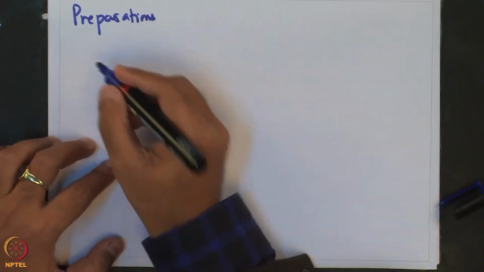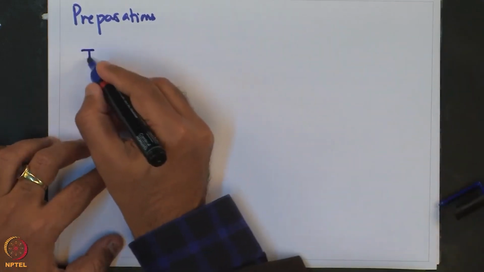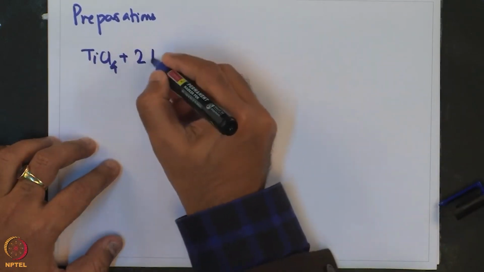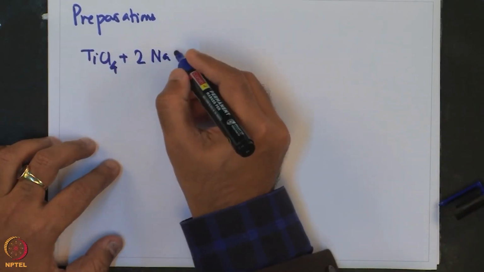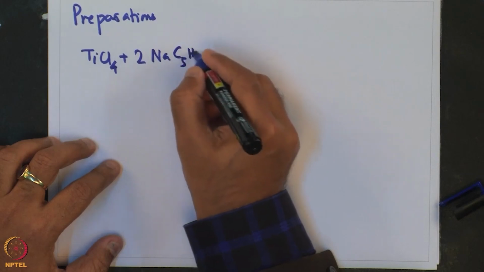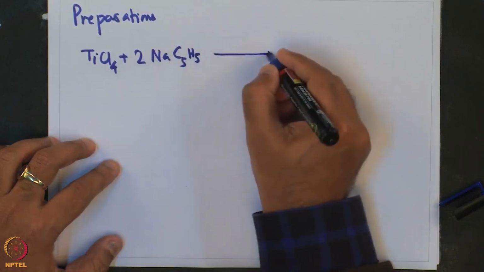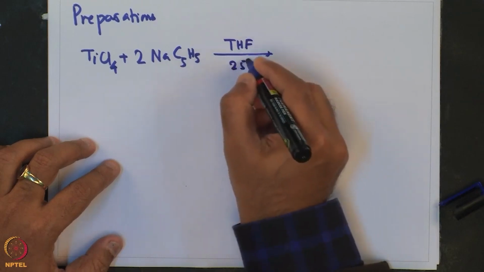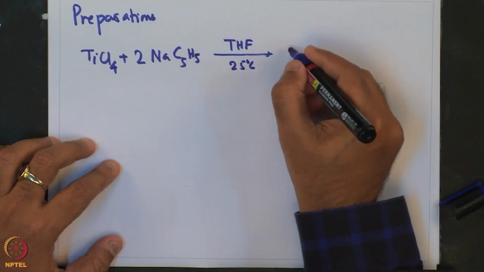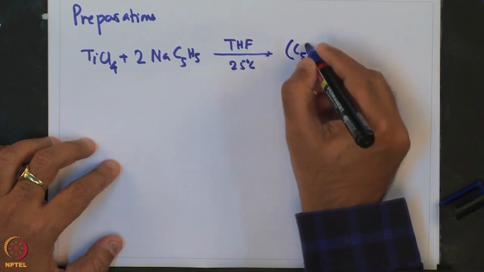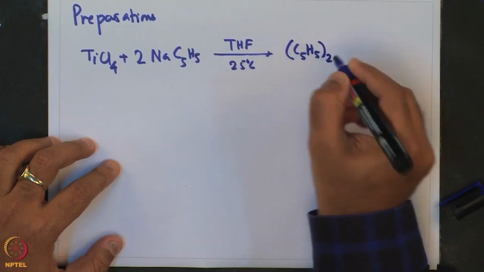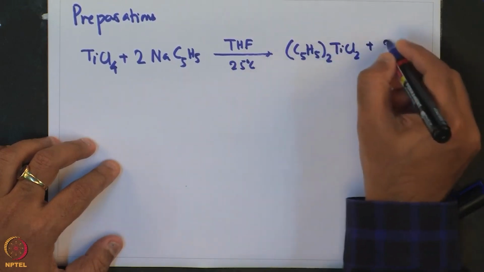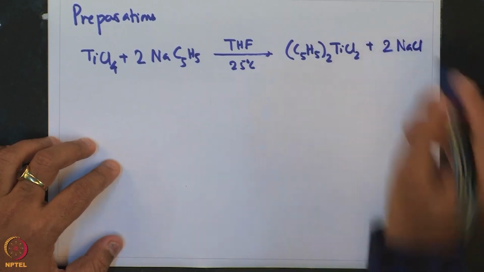I will illustrate this by the example of TiCl4 plus twice sodium Cp in THF at 25 degree centigrade, giving rise to (C5H5)2TiCl2 plus twice NaCl.